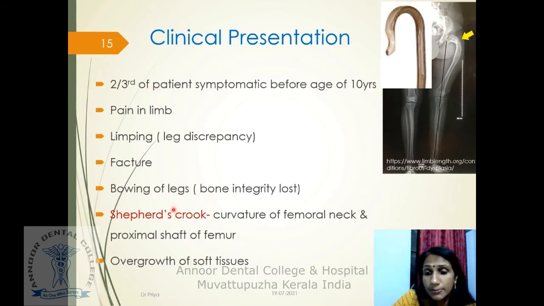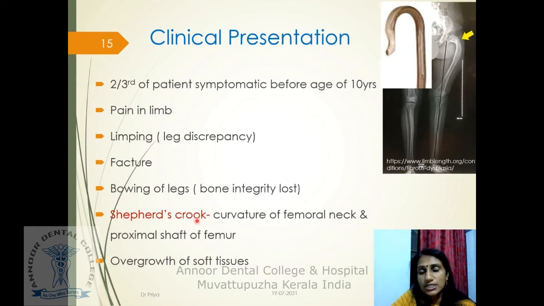The other appearance which we can get is something called the hockey stick appearance, or otherwise called a shepherd's crook. So the bone can bend like a shepherd's crook. If you look here, especially at the femur area, you can see it is bent. That is because of the weight which falls on the bone, and the bone is not a solid bone. So it will bend like this.